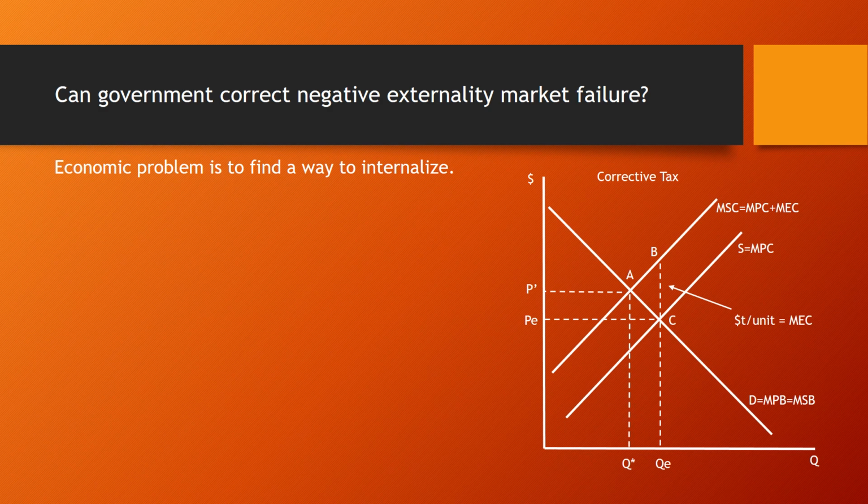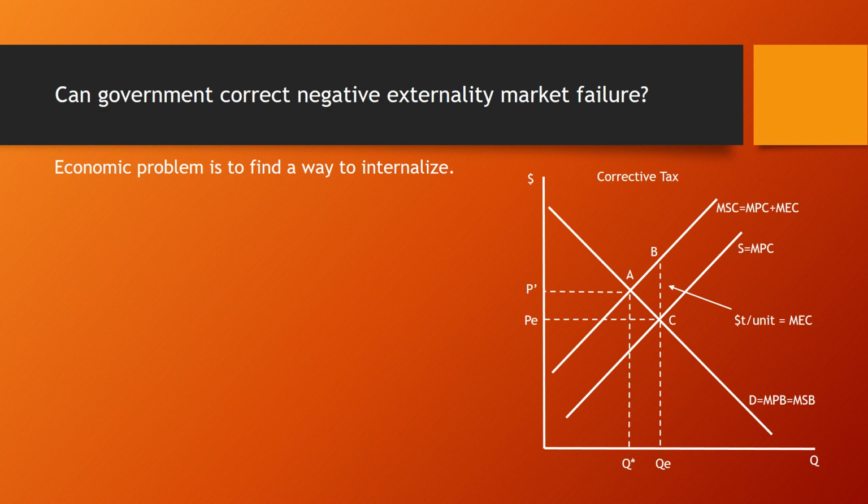If there is an externality market failure, is there some government action that could correct the market failure? Because the reason for the market failure is that buyers and sellers do not see the marginal external cost or the marginal external benefit, the obvious economic answer to an externality is to find some way to internalize the MEC or the MEB.